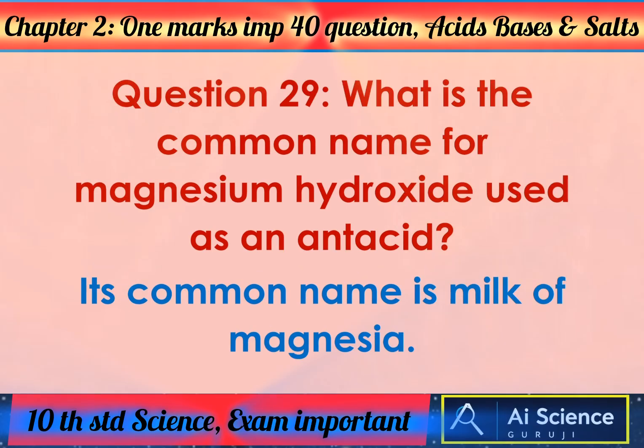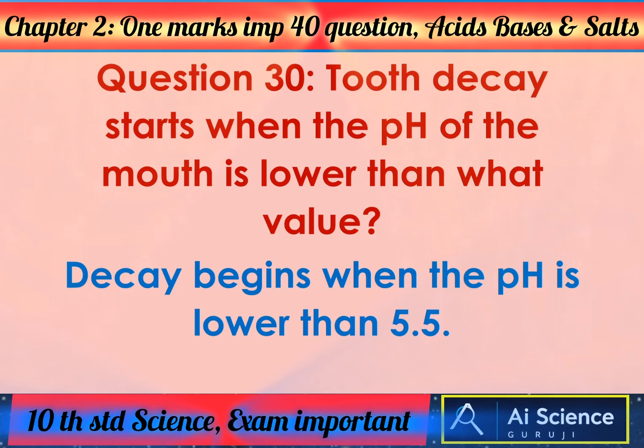Question 29. What is the common name for magnesium hydroxide used as an antacid? Its common name is milk of magnesia. Question 30. Tooth decay starts when the pH of the mouth is lower than what value? Decay begins when the pH is lower than 5.5.